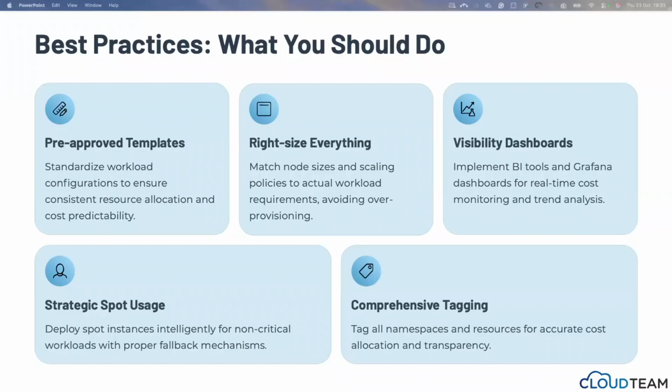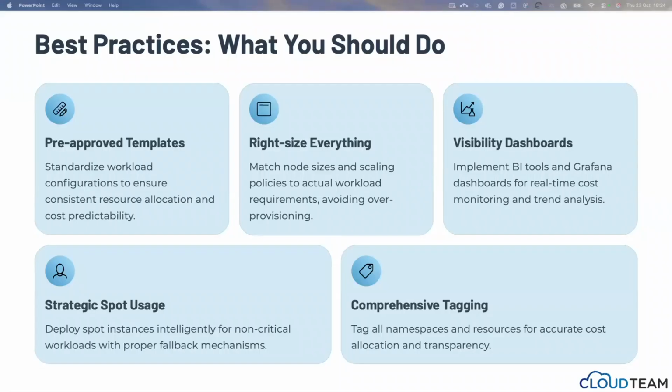Then we have the strategic spot usage. So using spot instances smartly on non-crucial workloads. I mentioned it always also before. And of course, don't forget to create a fallback plan. And finally, the tagging. Tag everywhere, every namespace, every resource, so all of your costs can be tracked across all of your teams. This way we can prevent the lack of transparency and the responsibility gap, which we discussed at the beginning of the presentation.